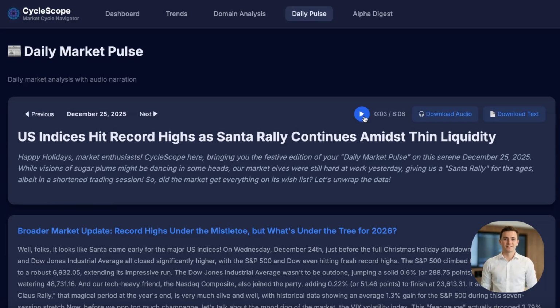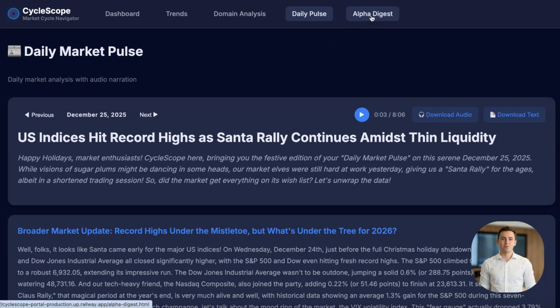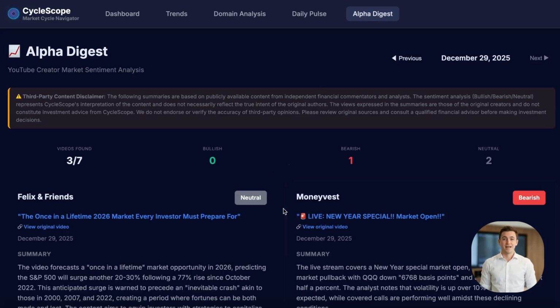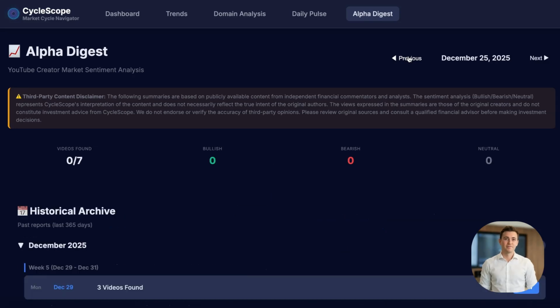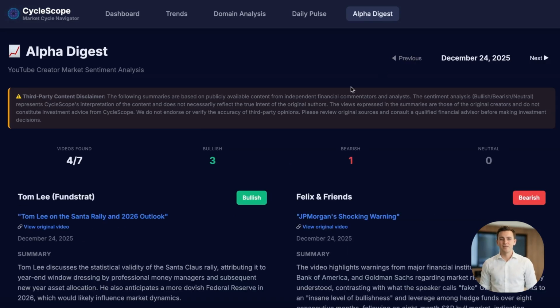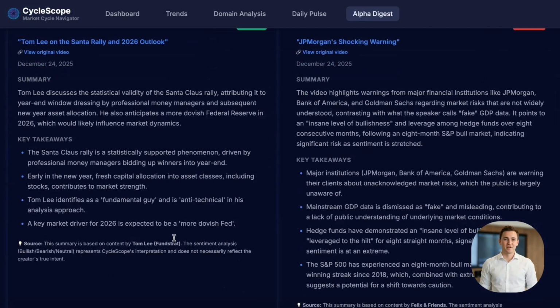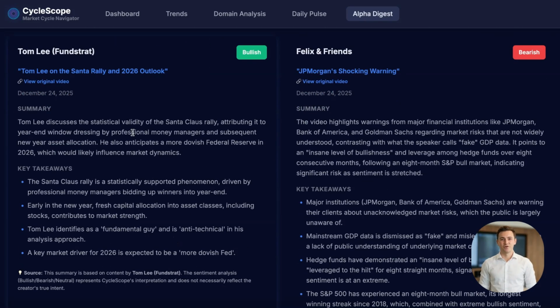Finally, Alpha Digest. This is where CycleScope tracks YouTube creator sentiment. At the top, the stats. Today, 4 videos analyzed. 3 bullish, 1 bearish. Sentiment is mixed. Below that, video summary cards. Each card shows the creator, video title, link to the video, date, and other information.